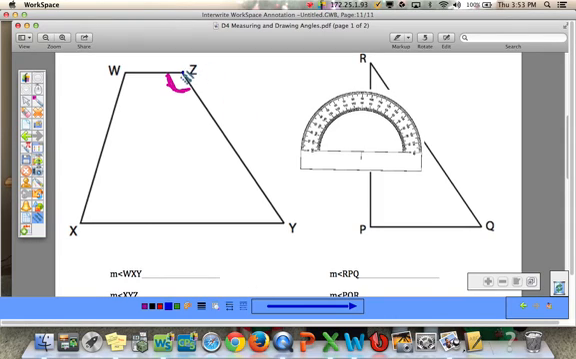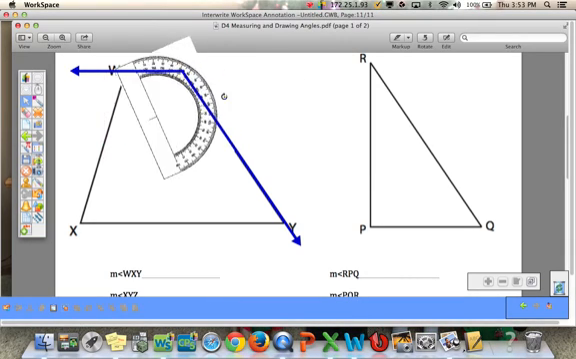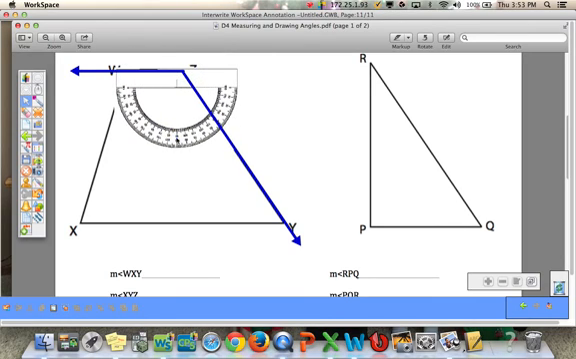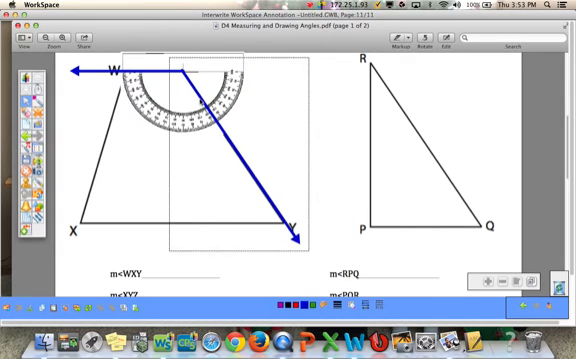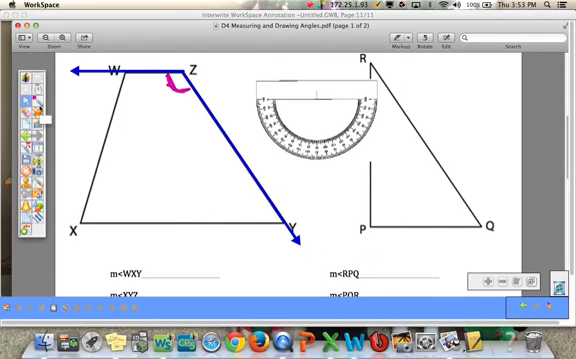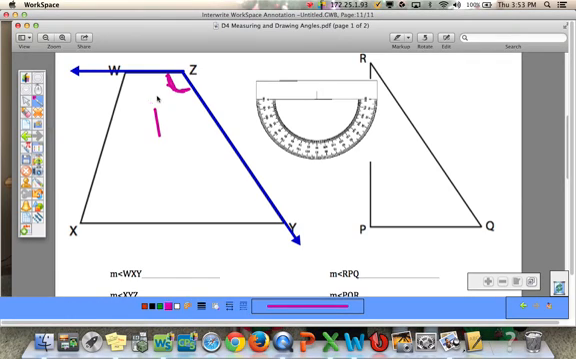This is where I would turn my paper, but since it's on here, I can't really turn my paper. But I would turn my paper so this is the bottom, so I'm going to do it upside down. I'm going to put this at the bottom, and then put the vertex here. Start at 0, and this looks like it's 100, 110, 122 degrees. So this angle looks like it's 122 degrees, which makes sense, it's bigger than 90.